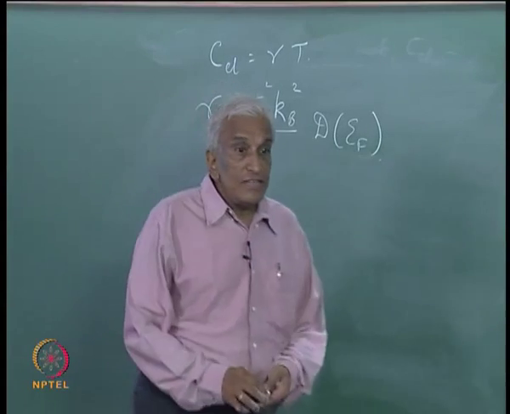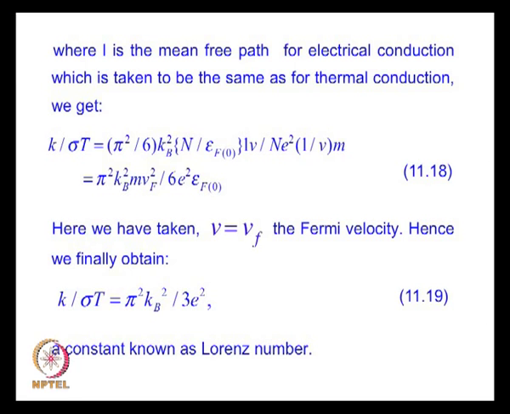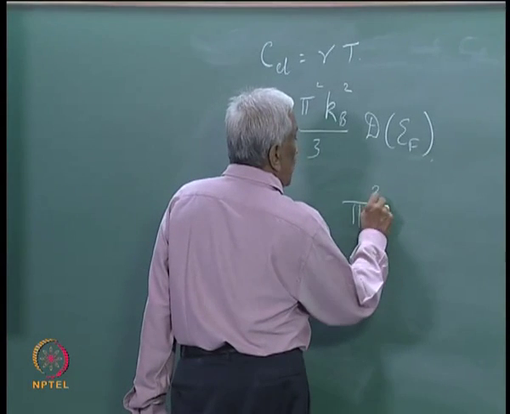Using this expression, we can go back to the thermal conductivity expression, and we can see in particular what happens to the ratio of the thermal to the electrical conductivity, and we will write kappa by sigma T. This is a very interesting constant which turns out to have this value.